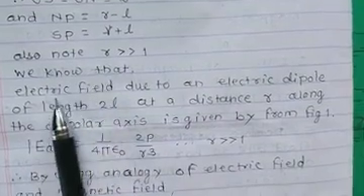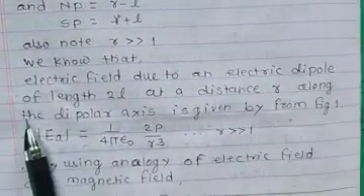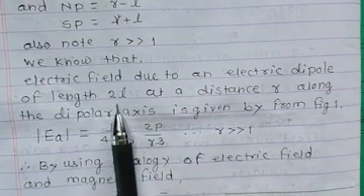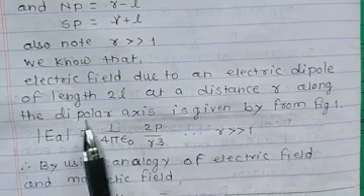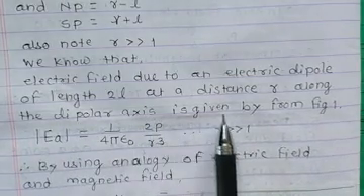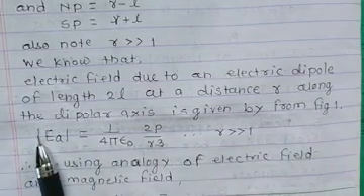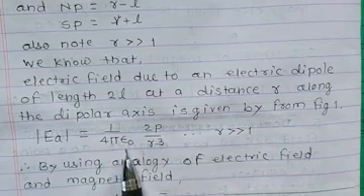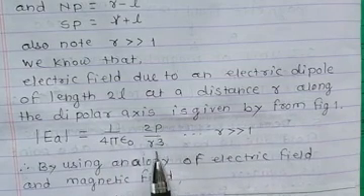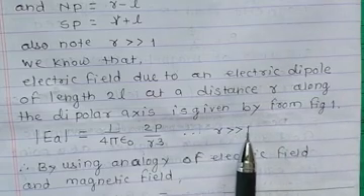We know that the electric field due to an electric dipole of length 2L at a distance R along the dipolar axis is given by, from figure 1, electric field along the axis is given by 1 upon 4 pi epsilon 0 times 2p upon r cube, where r is very, very much greater than L.